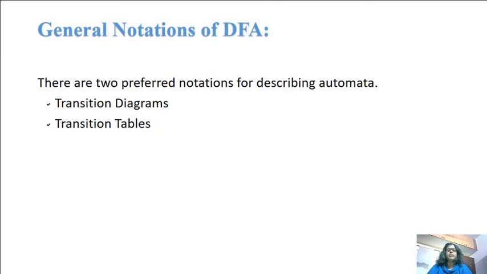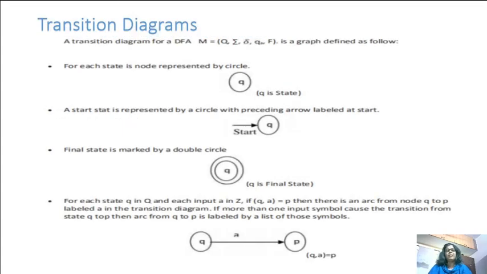Okay, next, the general notation of DFA. There are two preferred notations for describing an automaton. One is the transition diagram and another is the transition table. Okay, how to draw the transition diagram? The transition diagram for a DFA, which contains these five tuples, is a graph defined as follows. It's a graph, and the graph contains nodes. A node means a circle.